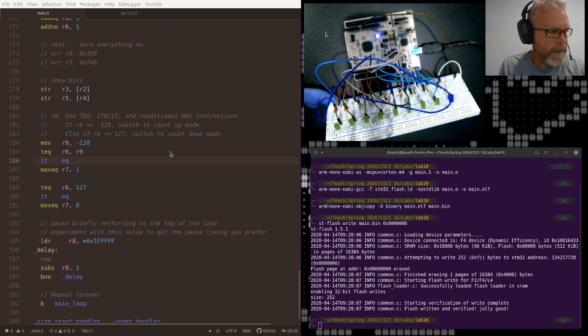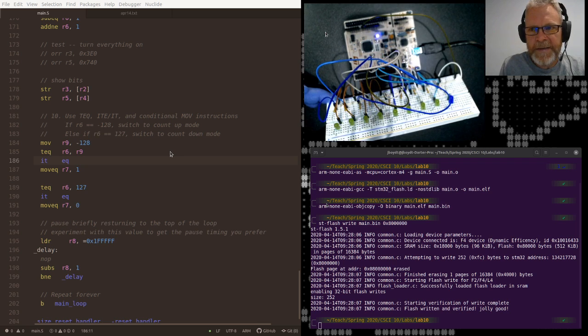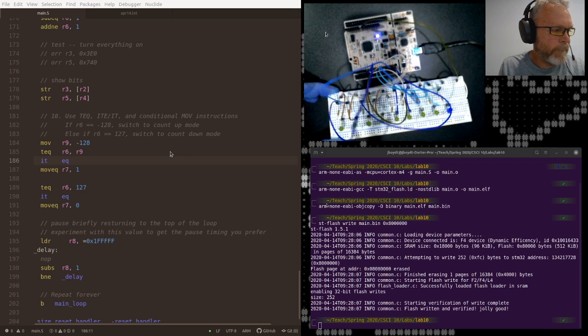What we're seeing is the binary view of the value in R6, plus the red light indicating whether or not the value in R6 is negative or not. So when the red light's on, that means it's a negative value.